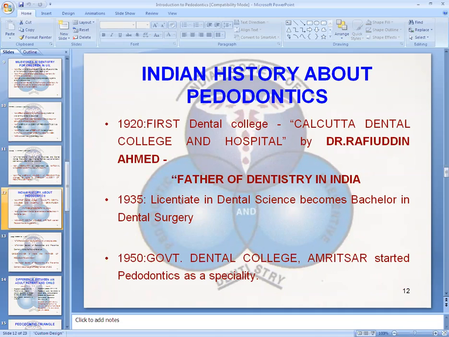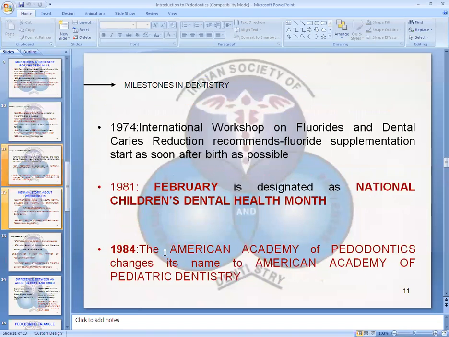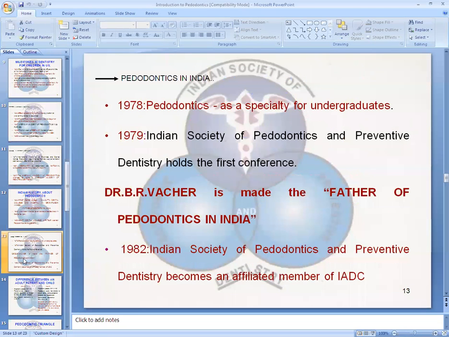Now in 1935, we got a license in dental science, the license for the Bachelor in Dental Surgery, BDS. And in 1950, the first government dental college, Amritsar, started Pedodontics as a specialty branch. Then in 1957, Pedodontics was introduced as a specialty for undergraduates.